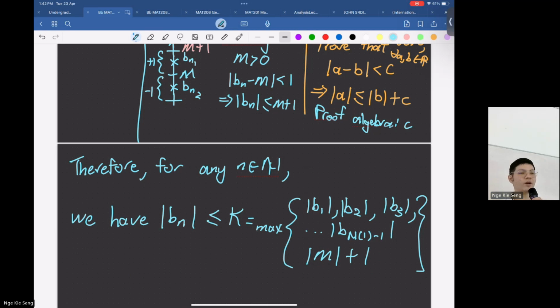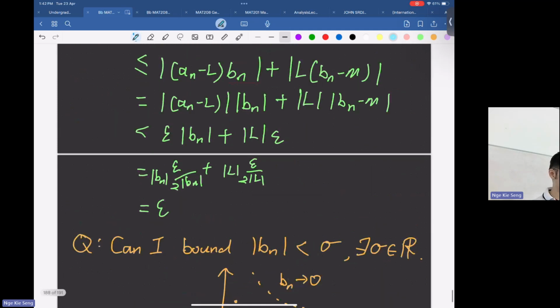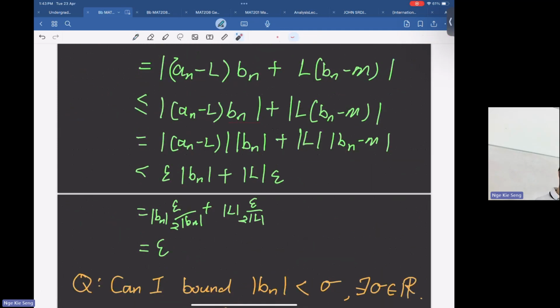No. Okay. If not, then we found a bound for this Bn here. So let's return to our case. I said that this K could be useful here. How useful is this? Let's say I bound this Bn, and let's say I take this epsilon to be epsilon over 2k.